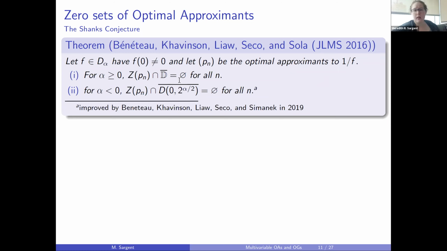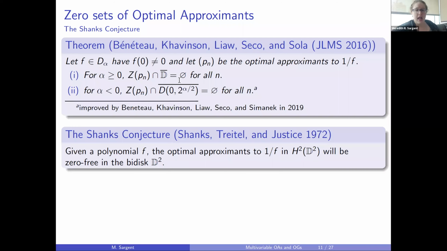So the engineers had noticed this as well in the Hardy space, and they made this conjecture that we've been calling the Shanks conjecture. Given a polynomial f, the optimal approximants to 1 over f in the Hardy space of the Bidisk will be zero free in the Bidisk. Now, this turns out to be not true. This doesn't hold. And part of why is because they have no assumptions on f other than that it's a polynomial.